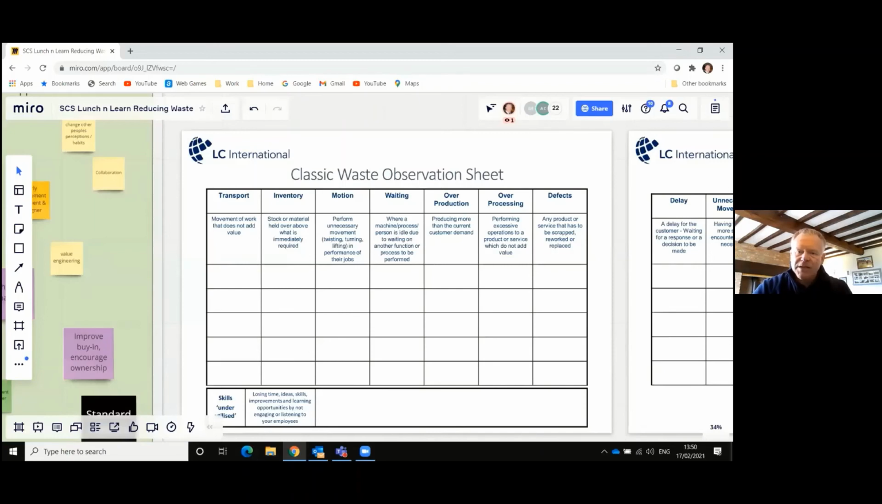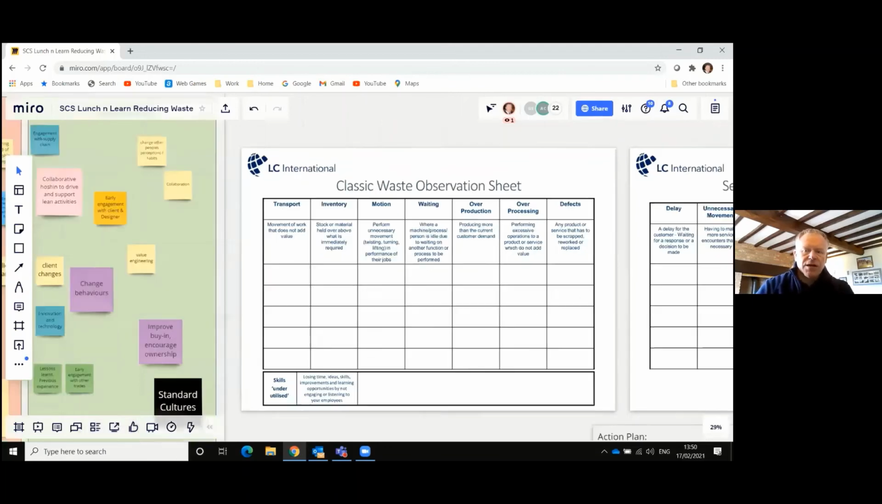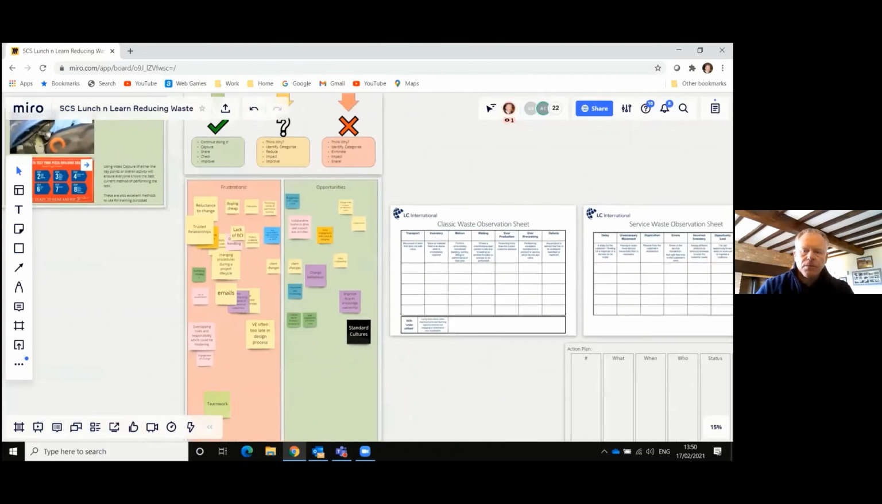Think about how those materials are presented. How do you work with supply chain to ensure that they present them how you want to use them, as opposed to presenting them in the best way for them to be delivered? So think about all of those elements as well around the transport and the waste.